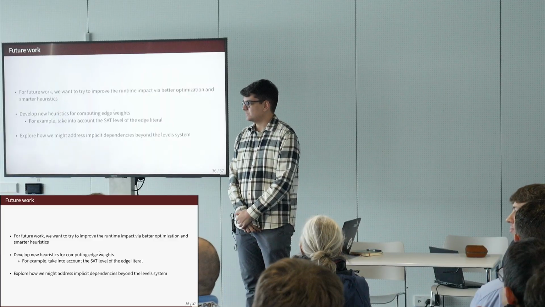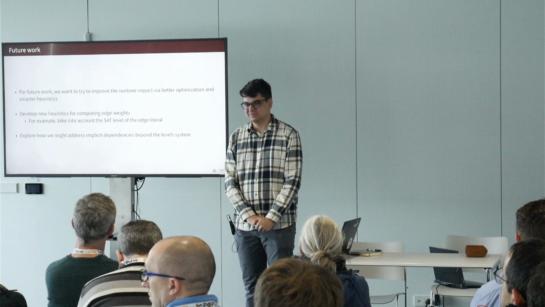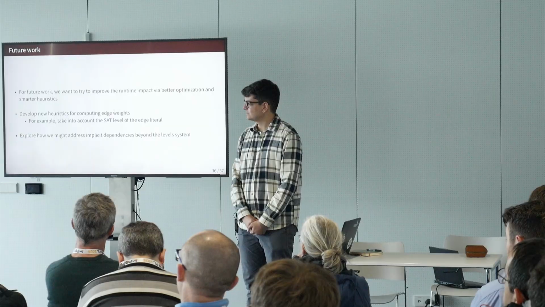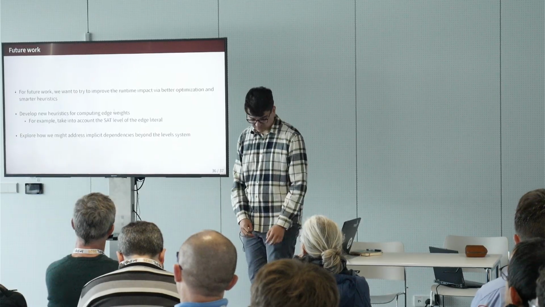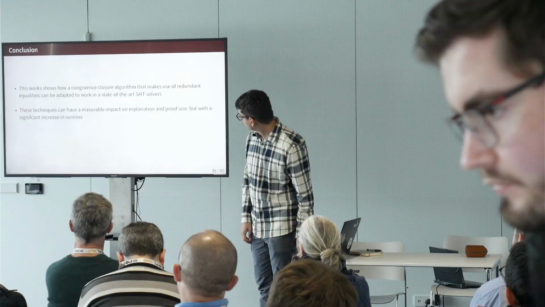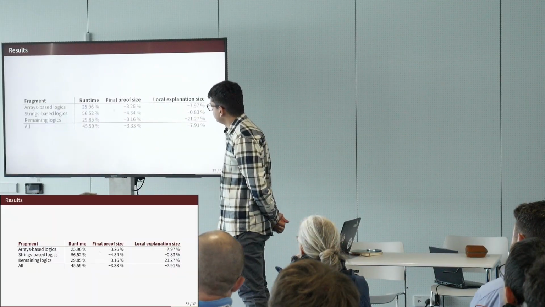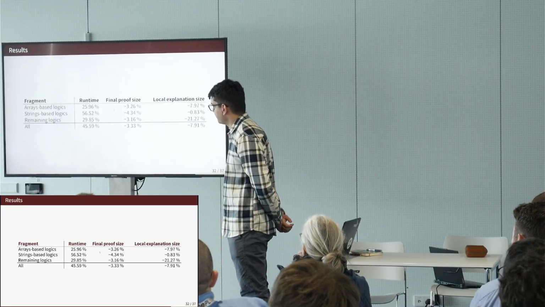Okay. Other questions? Okay, I do have a quick question for you. Can you go back to your slide? I think it was 32. Yeah. So this is the reduction in the final proof size, right? Yeah. In the middle column.